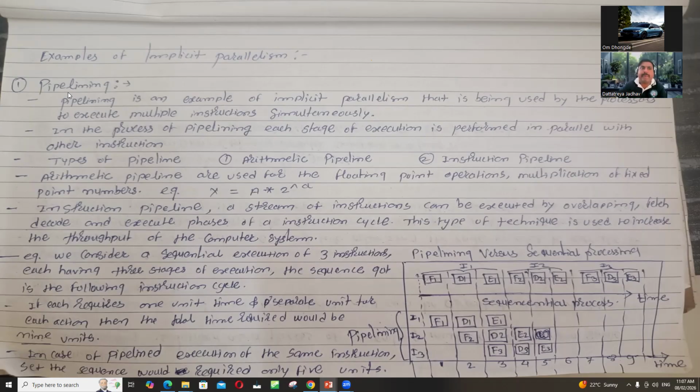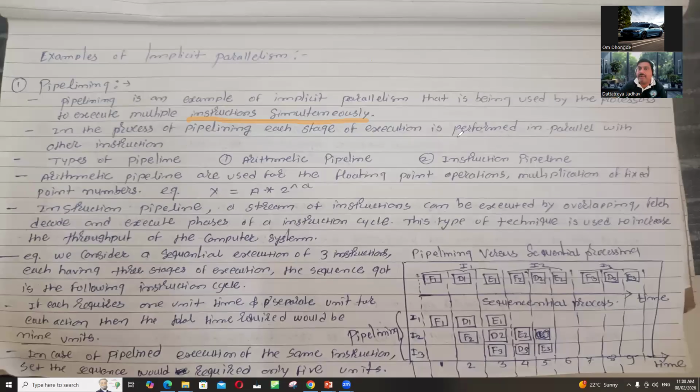So the first example is the pipelining concept. Pipelining is a very important parameter. Pipeline is an example of implicit parallelism that is used by the processor to execute multiple instructions simultaneously. We have to execute multiple instructions simultaneously, and that is nothing but implicit parallelism. In pipelining, each stage of execution is performed in parallel with the other instruction.